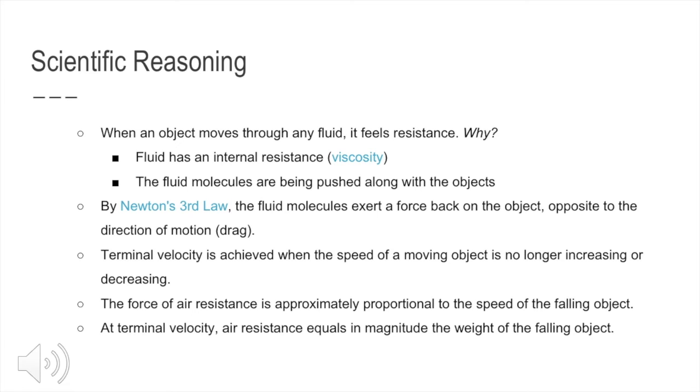The force of air resistance is approximately proportional to the speed of the falling object, because air resistance increases for the object that is accelerating, having been dropped from rest until terminal velocity. At terminal velocity, air resistance equals the magnitude of the weight of the falling object. The total force of the object is 0, and the speed of the object has become constant.